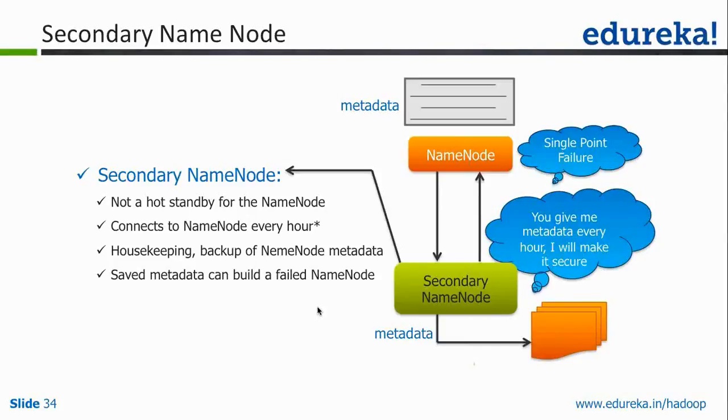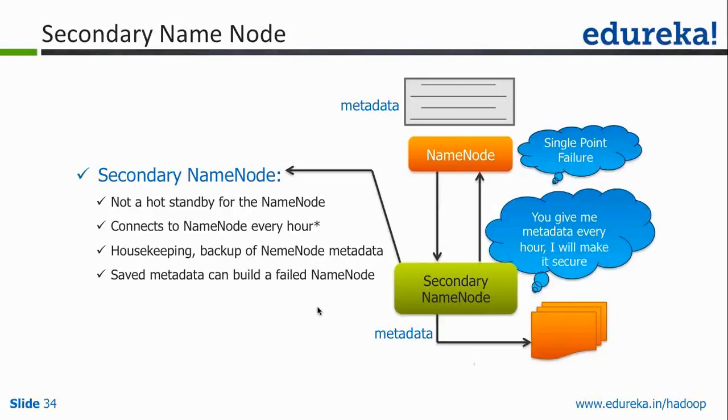But at the same time, all the data in the name node is getting checked in, or replicated on a disk, using the secondary name node. So it does the housekeeping and the backup of the name node metadata. Every few minutes, the secondary name node will come, take the metadata of the name node, and store it on a disk. In case of a failure, you will look at that secondary name node state and restart the system from there.